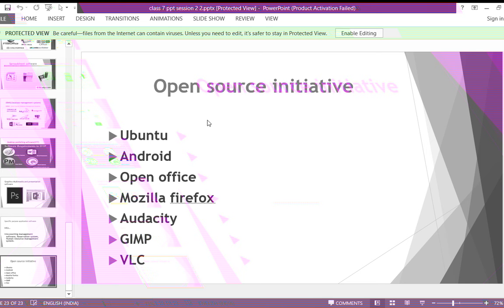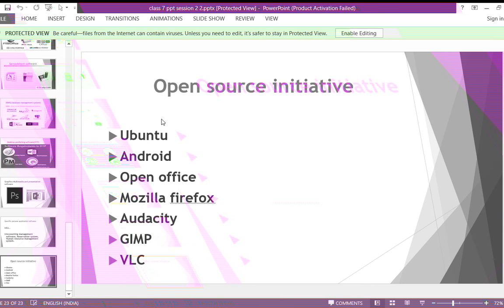As you know, whenever you are downloading some softwares, some of them are there for free and some of them we have to pay for. Some of the open source softwares are Ubuntu, Android, OpenOffice, Mozilla Firefox, Audacity, GIMP, VLC.